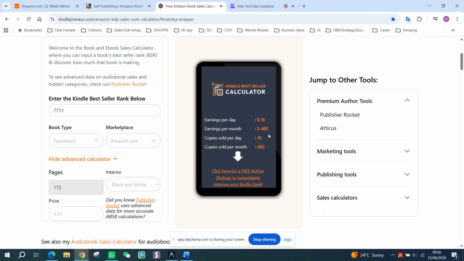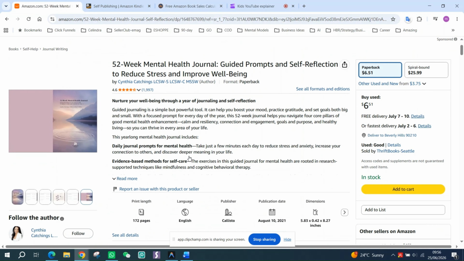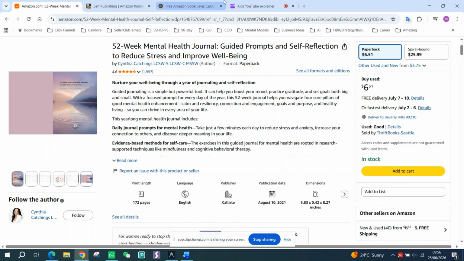So they make about 450 or 80 euros per month, which probably for them, I assume these guys have a lot more books published on Amazon. Because they reduce this price a lot, they're competing on price in this case.